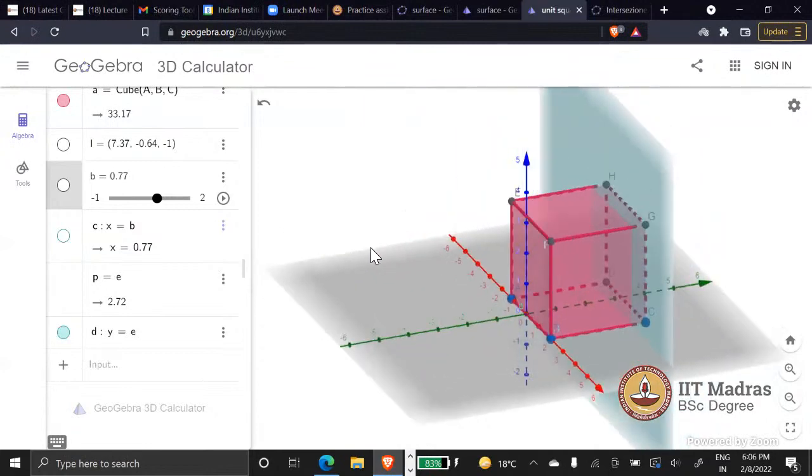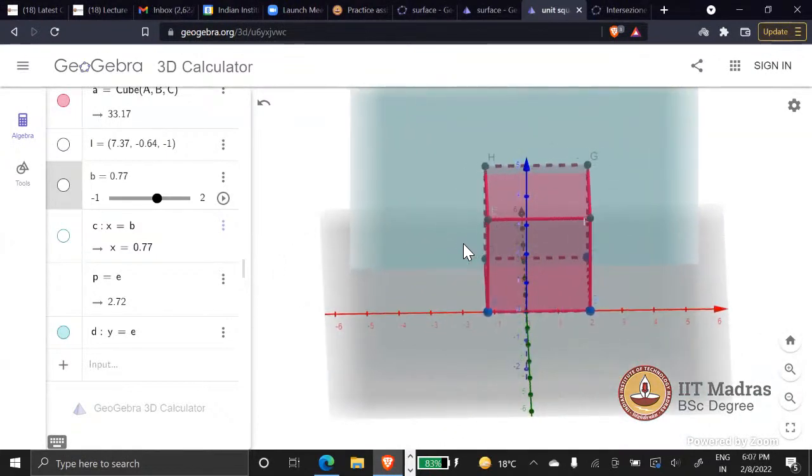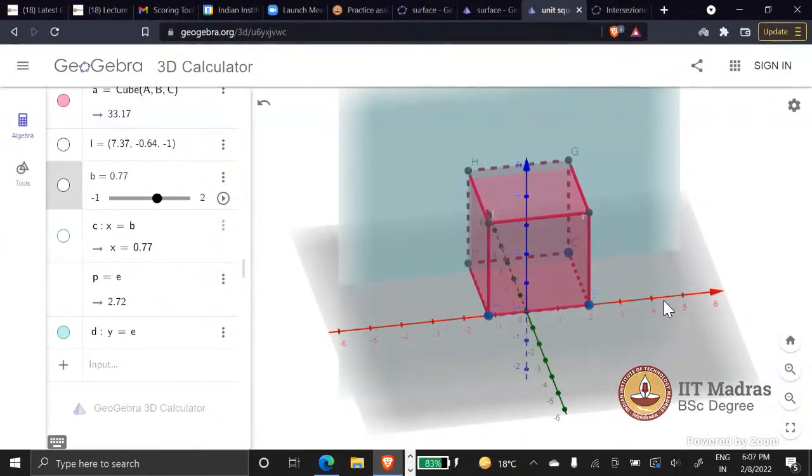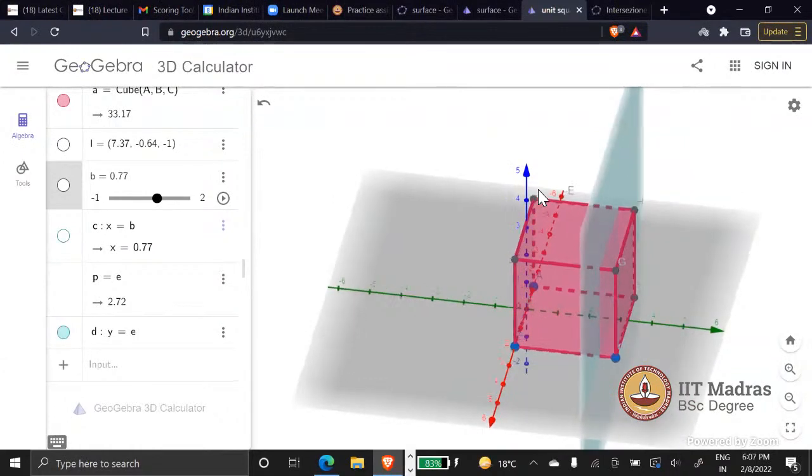So green is the y-axis. Okay. So the red part is the x-axis, green is the y-axis, and the blue line is the z-axis. So this is what we mean by slicing. Is the slicing part clear?